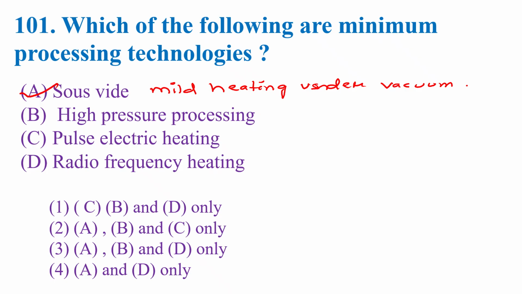Next, high pressure processing, that is HPP. It is a non-thermal technology. Pulsed electric heating, so it is also minimal heat. It is also less damaging to the product, so it is retaining the freshness of the product. Radio frequency heating, this is significantly heating the food product, so it's not a minimal food processing. So correct option should be A, B and C.